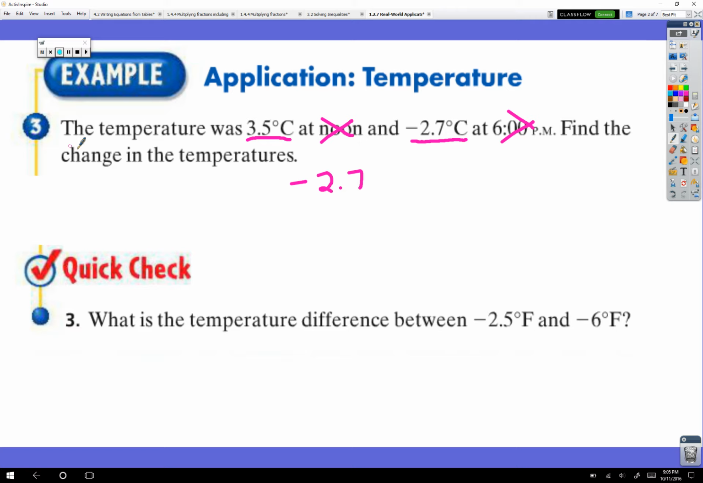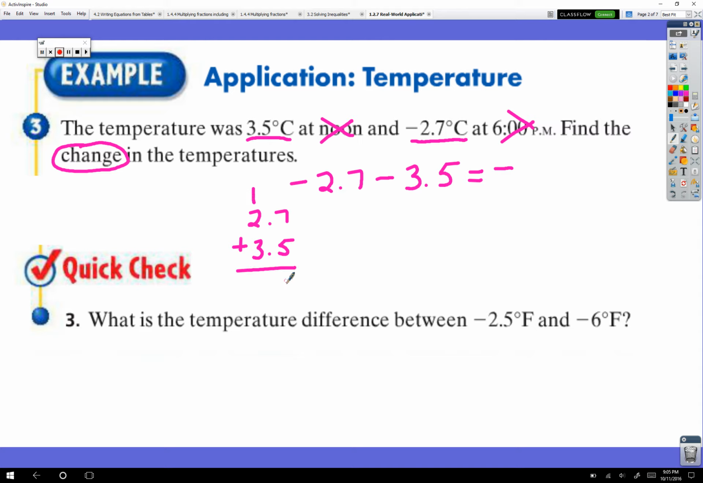And when we're finding change, that's telling us to find the difference. When we find the difference, we subtract. So we're going to take our final temperature, we're going to subtract our initial temperature. Negative 2.7 minus 3.5. The signs are the same, so we're going to add these numbers, but our answer is going to be negative. So we have 2.7 plus 3.5.